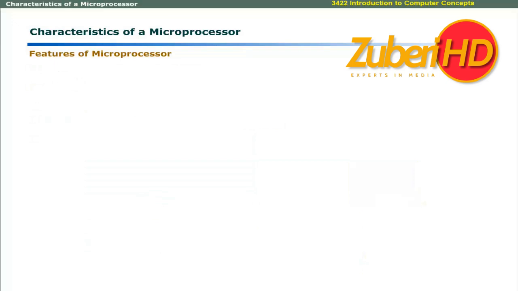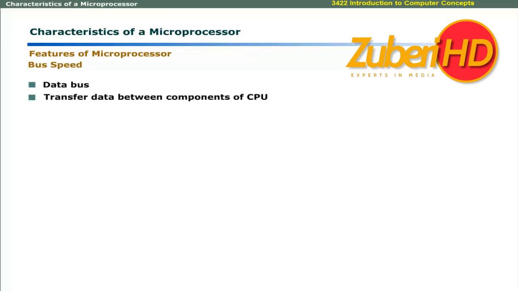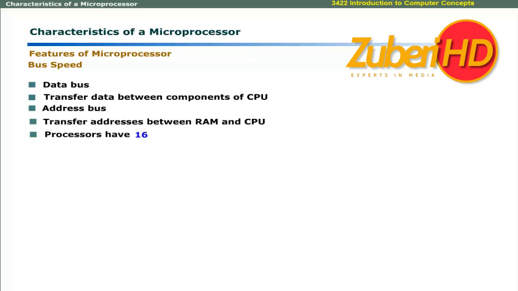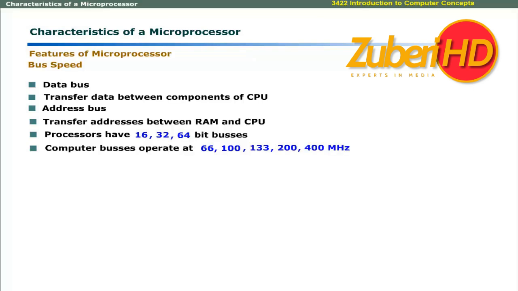The next feature of a computer is its bus speed. Computers use a data bus to transfer data between components of the CPU and an address bus to transfer addresses between RAM and CPU. Processors have 16, 32 or 64-bit buses. These operate at 66, 100, 133, 200 or up to 400 megahertz.